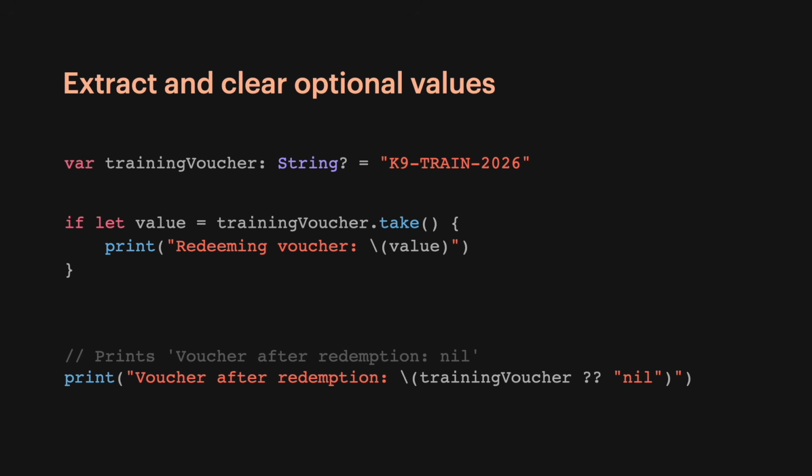The introduction of take was part of the larger effort to support non-copyable types in the Swift 6 release, and it also added the take method to the standard optional for all types. Using take reduces the risk of accidental repeated access and makes one-time consumption explicit.